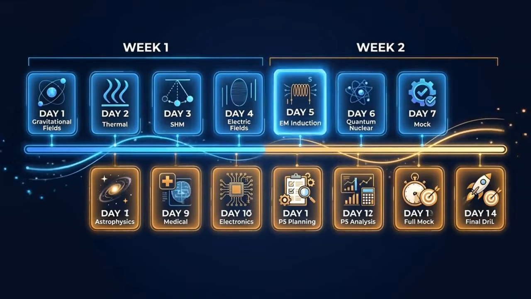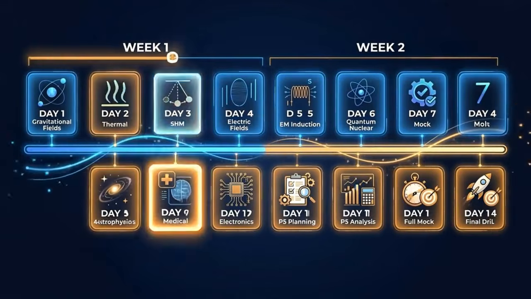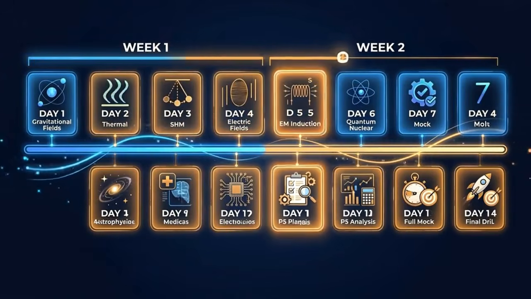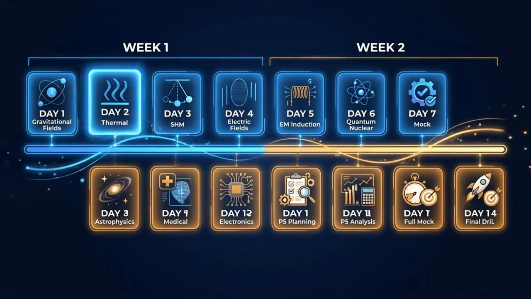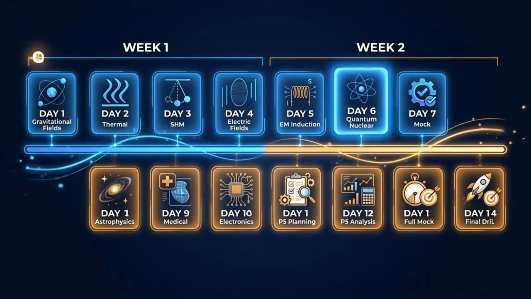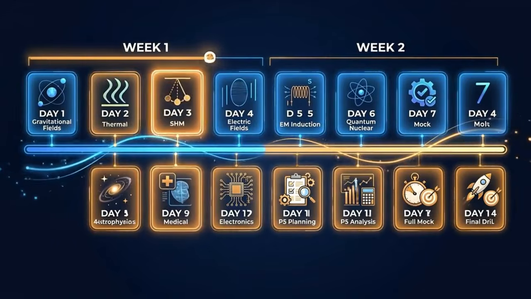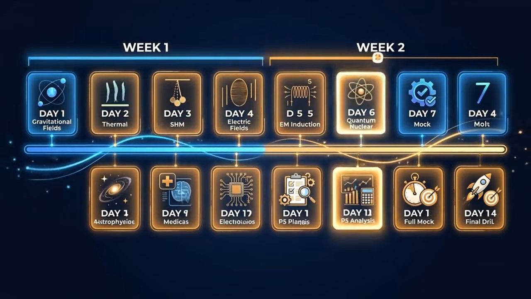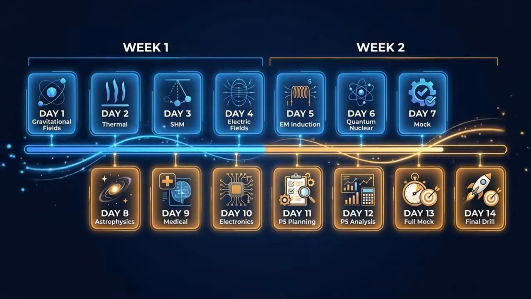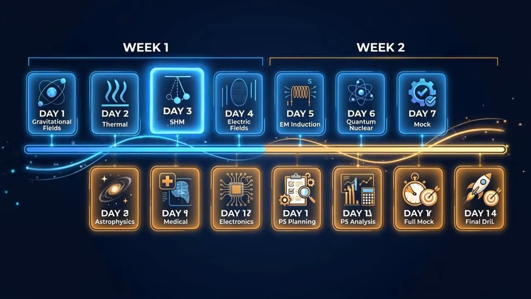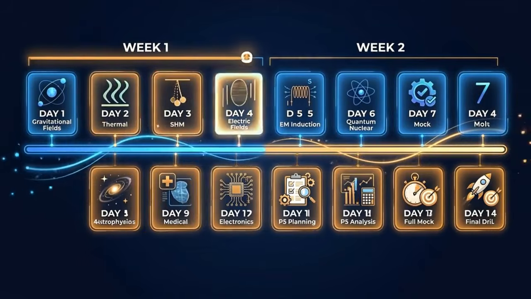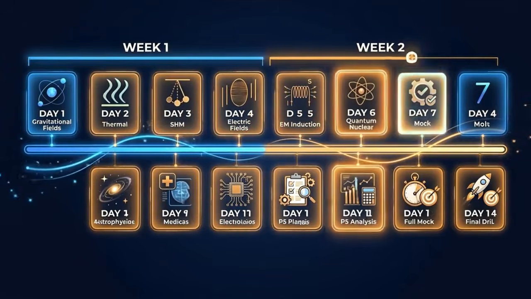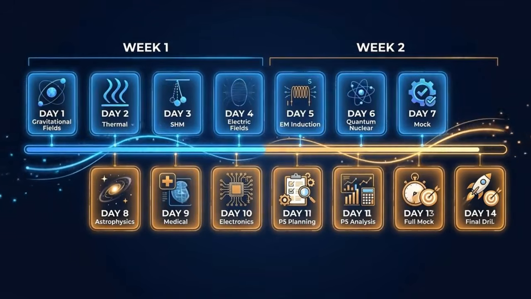Week 1 is entirely dedicated to Paper 4, Section A, the core topics that appear every single year. Day 1, gravitational fields. Day 2, thermal physics. Day 3, simple harmonic motion. Day 4, electric fields and capacitors. Day 5, magnetic fields and electromagnetic induction. Day 6, quantum physics and nuclear. Day 7, a full-timed Section A mock. Mark it and find your gaps.